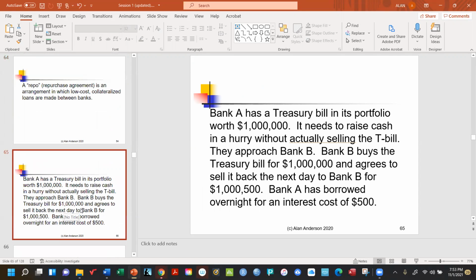What's happening is it's an arrangement in which low-cost collateralized loans are made between banks. So let's say Bank A has a treasury bill in its portfolio worth $1 million. It needs to raise cash in a hurry without selling the T-bill. They go to B. B says, all right, here's what we'll do for you. We'll buy the bill from you for $1 million. This should be A. They're going to buy the bill for $1 million and then sell it back to A the next day.